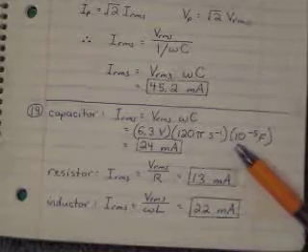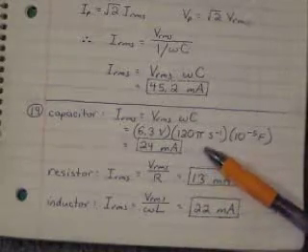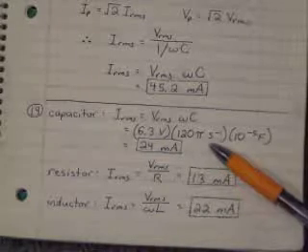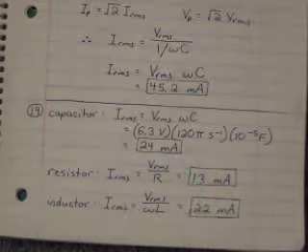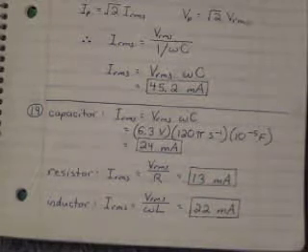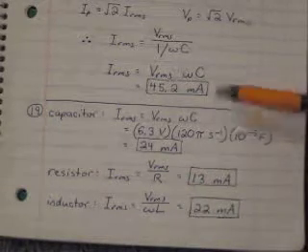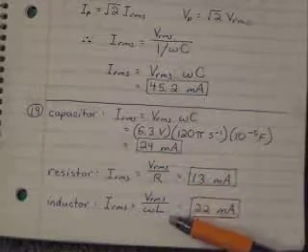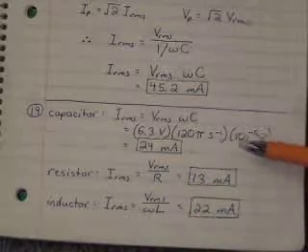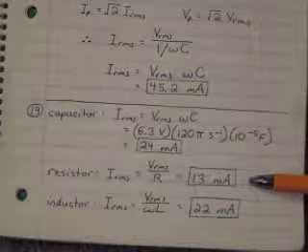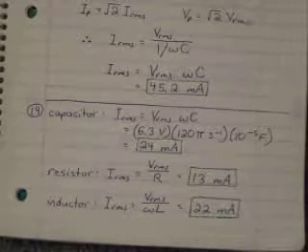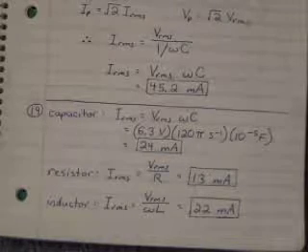So omega in all these cases is 120 pi radians per second. Voltage, RMS, in all these cases is 6.3 volts. And so you multiply by capacitance, or divide by resistance, or divide by omega L. And you should get, for part A, 24 milliamperes, for part B, 13 milliamperes, and for part C, 22 milliamperes.